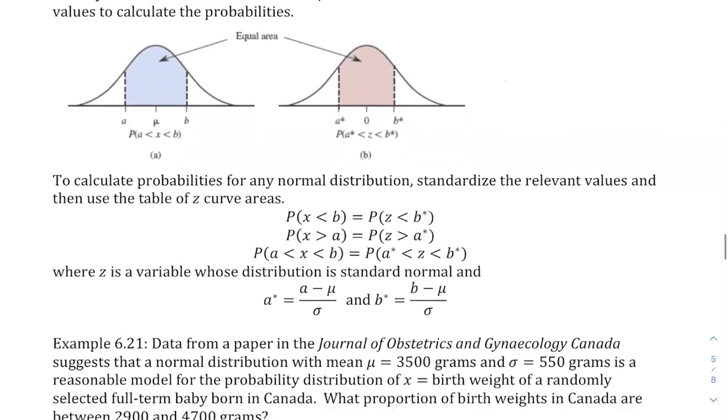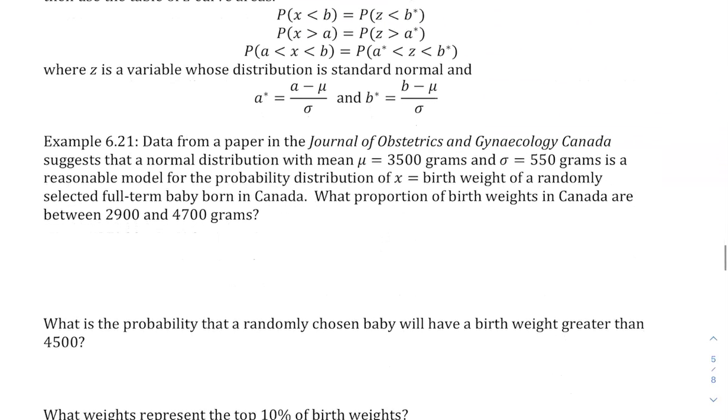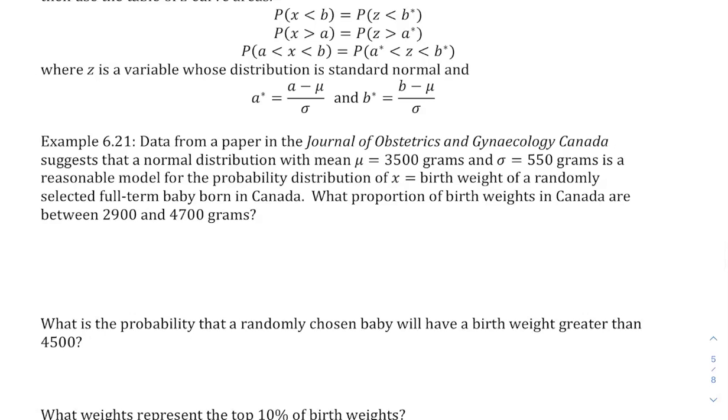So we have an example here looking at some information about full-term baby weights. Here the data suggests that you can describe the weights of full-term babies born in Canada with a mean of 3,500 grams and a standard deviation of 550 grams. So what proportion of baby weights in Canada are between 2,900 and 4,700 grams? What this is asking numerically is being between these two numbers.